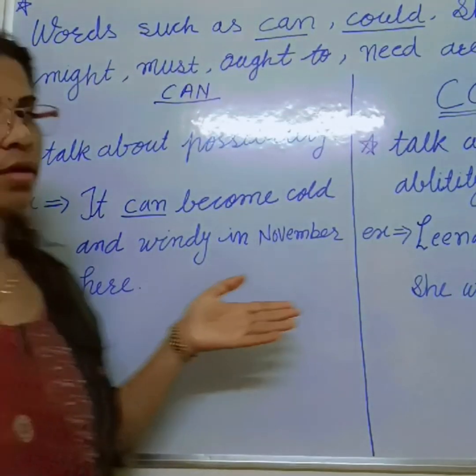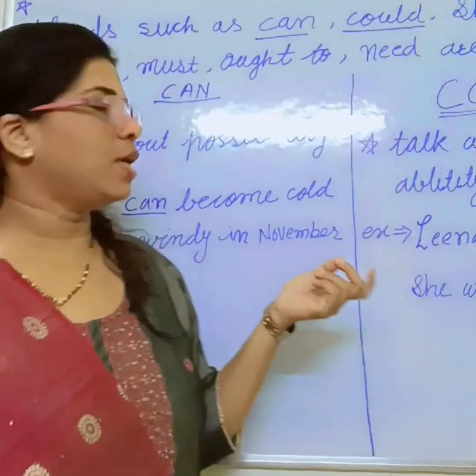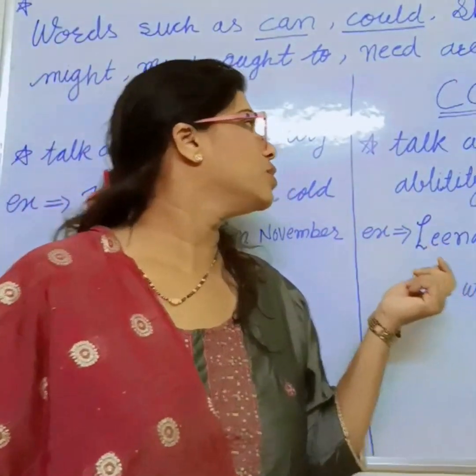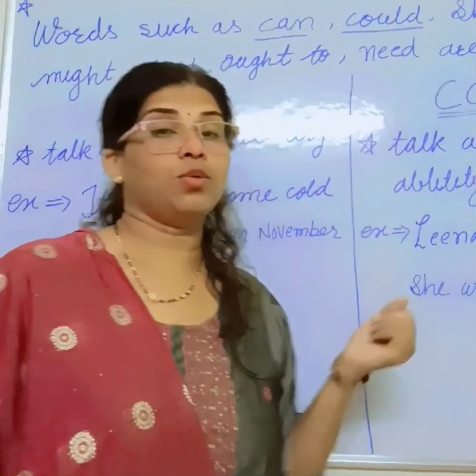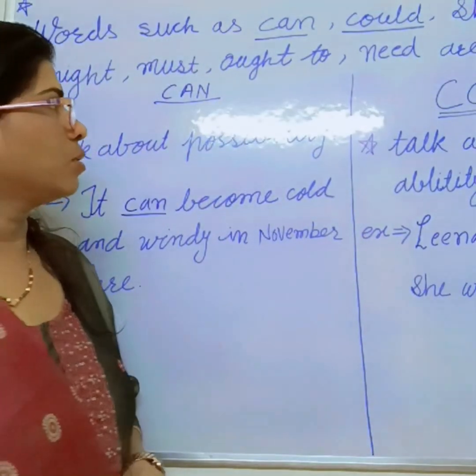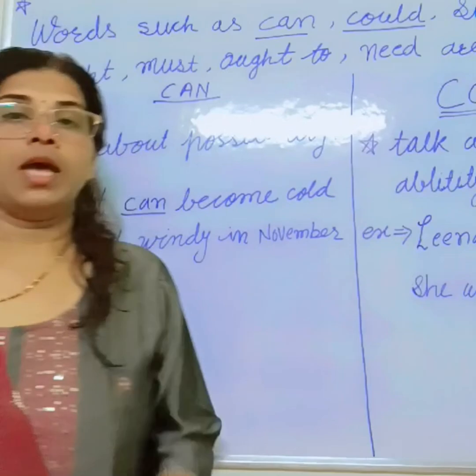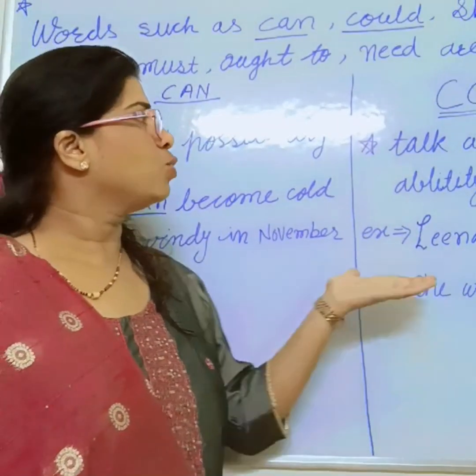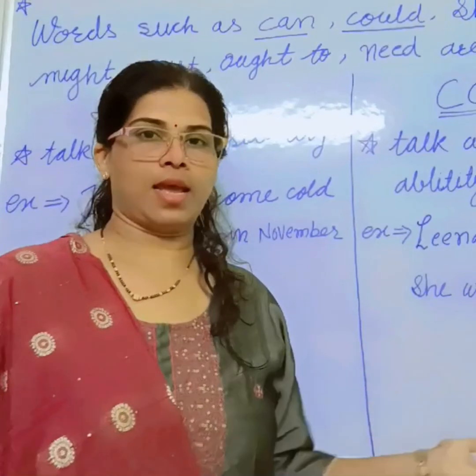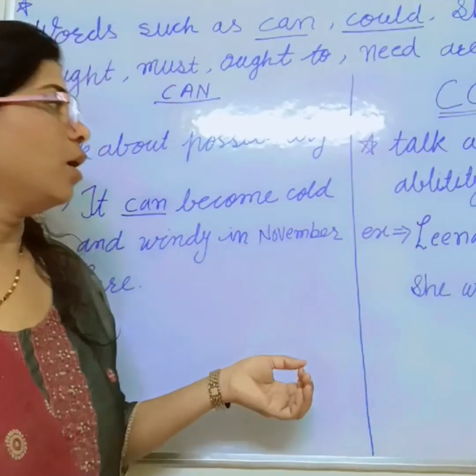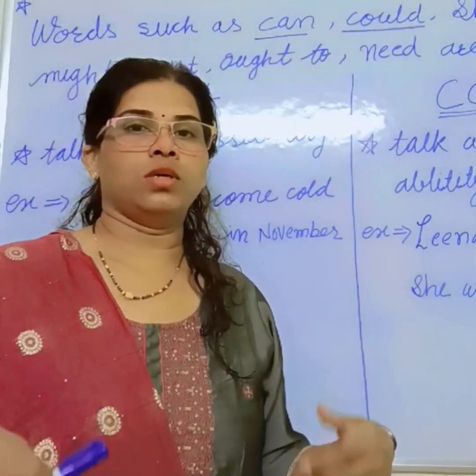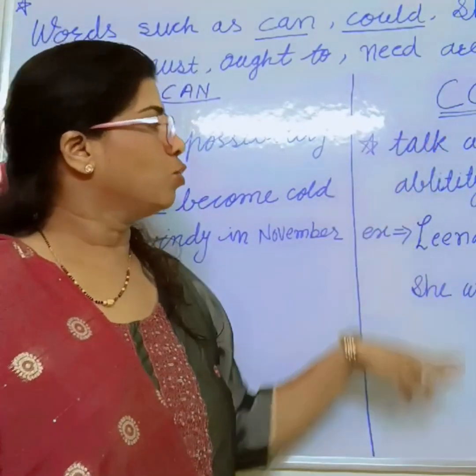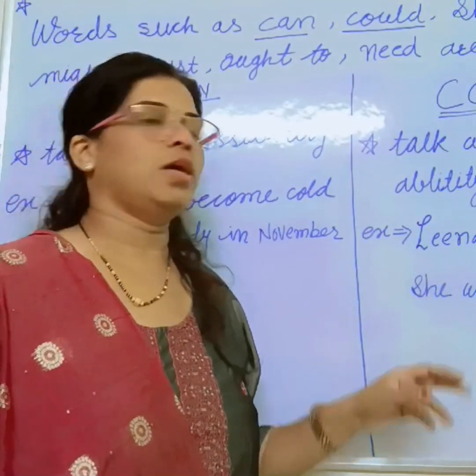Okay, and about could we have seen that could is used to talk about someone's ability in the past, and could is also used to ask permission. And one more point to remember: could is more polite than can. If you want someone's help, you can use could.